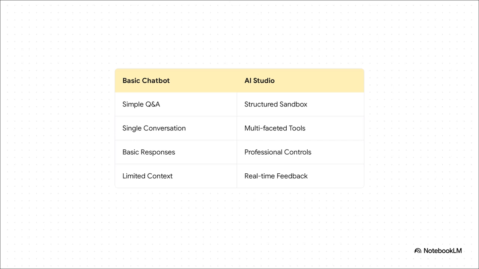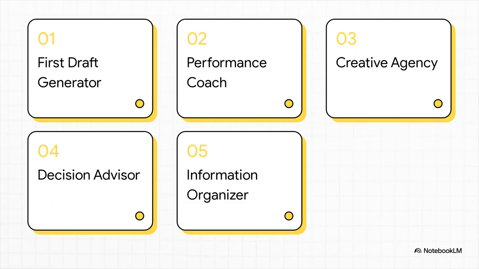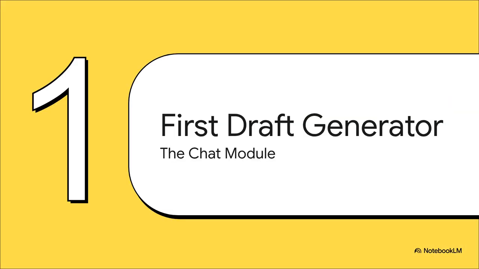So this is Google AI Studio. And it's not just another chat interface. Think of it as a whole suite of powerful tools. It's designed to take you from just having a simple conversation to actually doing structured creation and analysis. It's kind of the difference between a quick chat and a full-on professional workshop. In this explainer, we're going to walk through the 5 core modules here, treating each one like a unique tool in your professional toolkit.